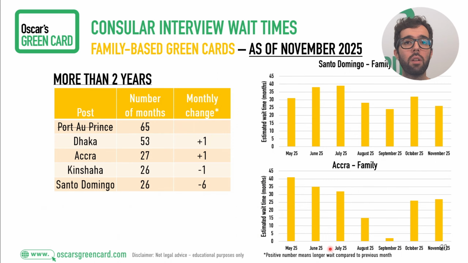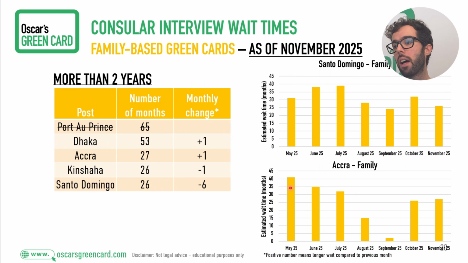Here we have, with more than 2 years of wait time, Dhaka, Accra, Kinshasa, and Santo Domingo. But it's important to note, and that's why I left it here, that Port-au-Prince has suddenly disappeared from this list. We'll see later where it is now. Very interesting, and one of those fluctuations that we see sometimes that is a little bit weird. Santo Domingo, you see, is now at 26 months, and it has also oscillated quite a bit.